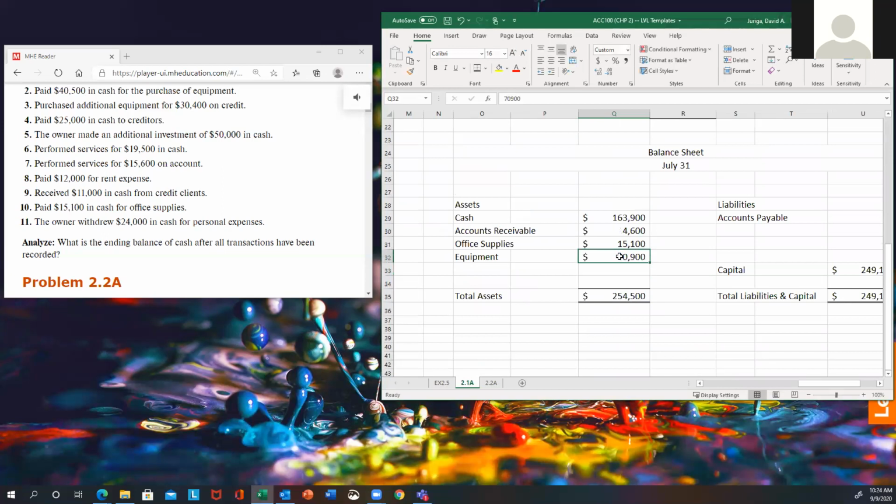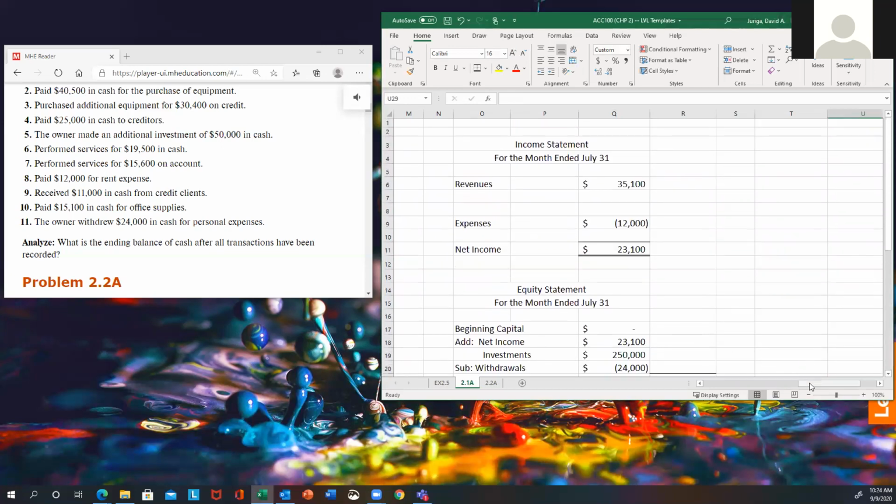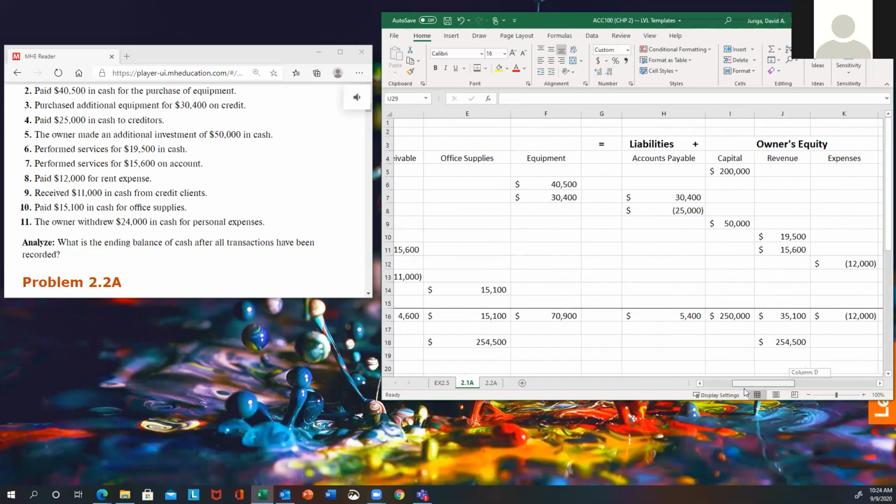So essentially, we just copied the equation over. We're just listing them. This is your balance sheet. Accounts payable is your only other item we don't have yet, which is $5,400.